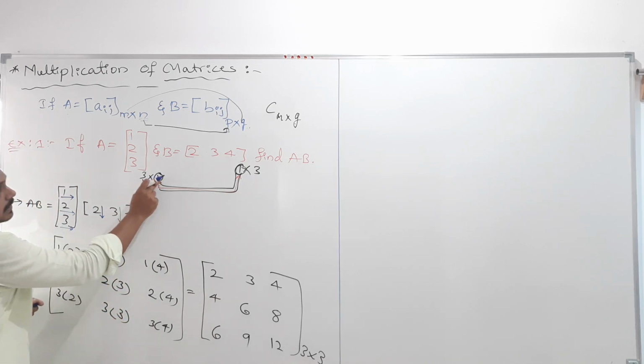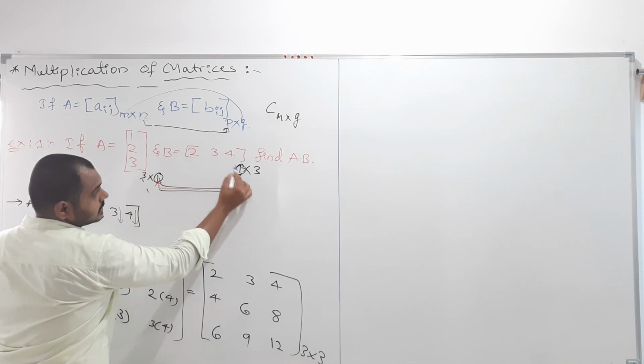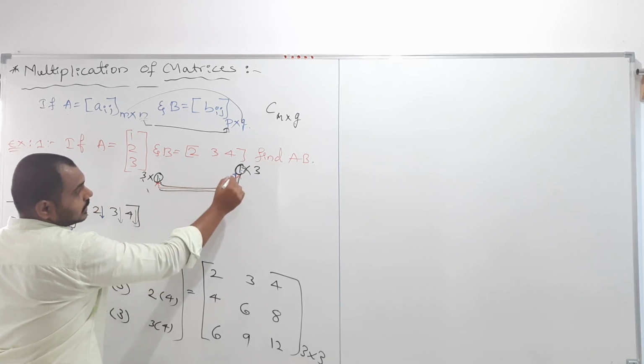Next, these two. Here 1, 8, how many columns are there? 1 column is there, and how many rows are there in this matrix? 1. So 1, both are equal.